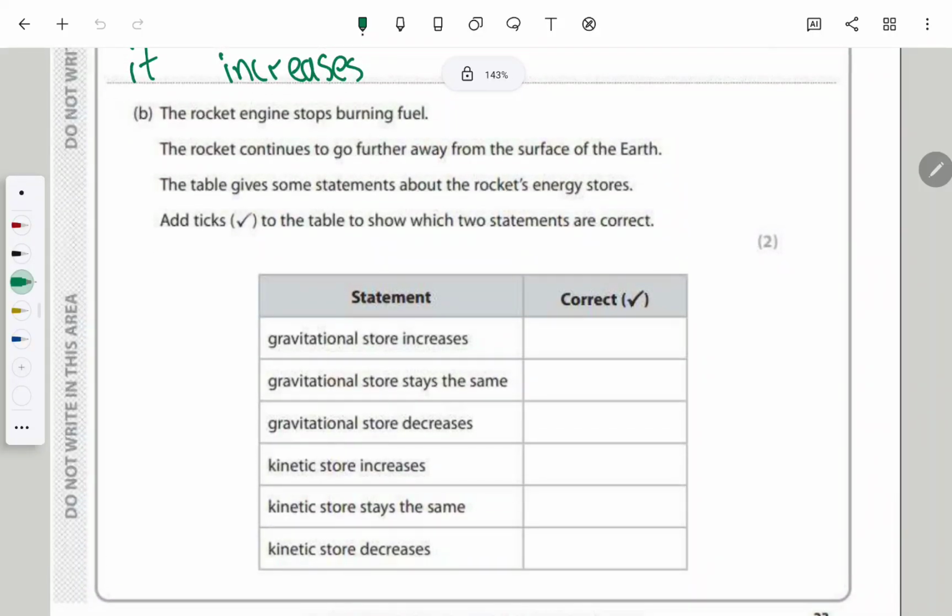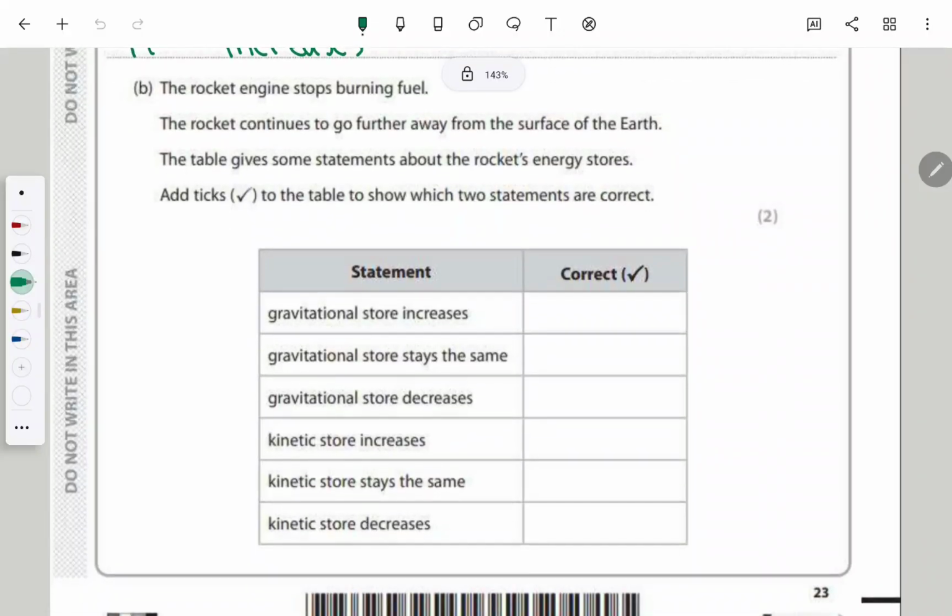The rocket engine stops burning fuel. The rocket continues to go further away from the surface of the Earth. The table gives you some statements about the rocket's energy stores. Add a tick to the table to show which two statements are correct. So two of them are going to be correct. It's talking about once it stops burning fuel, the rocket continues to go further away. So the rocket is going up, and it's no longer burning fuel.